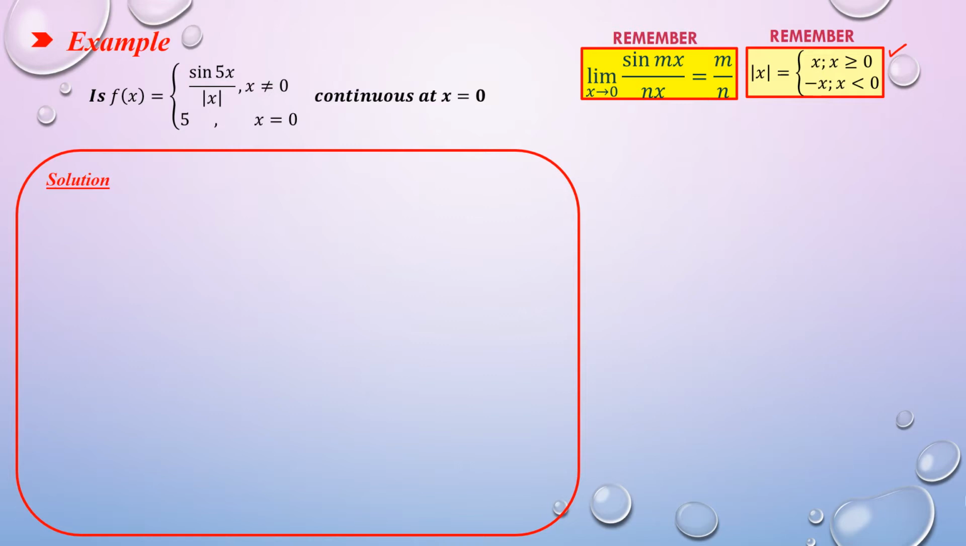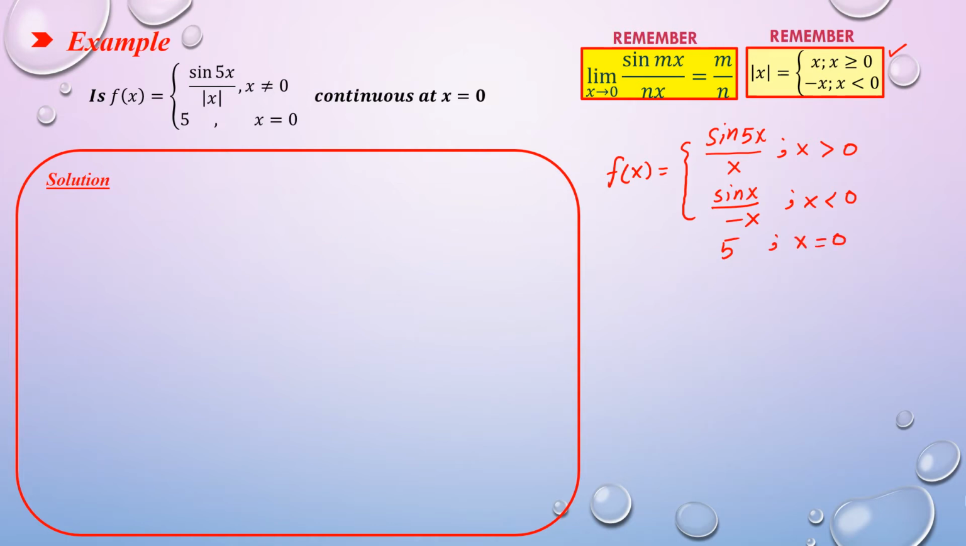So we can write f of x as sine 5x over x when x greater than 0, and sine x over negative x when x less than 0. Also we have 5 when x equal to 0. So this is our function.